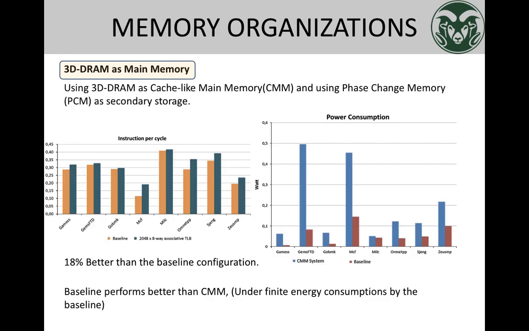In the first optimization technique, we tested 3D DRAM across various processes, and three cases were considered to check the efficiency of 3D DRAM. The first one is where a 3D DRAM was used like a cache-like memory, and PCM was used as a secondary storage. You can see the results from the above graphs. An average of 18% better performance was displayed by the 3D DRAM.